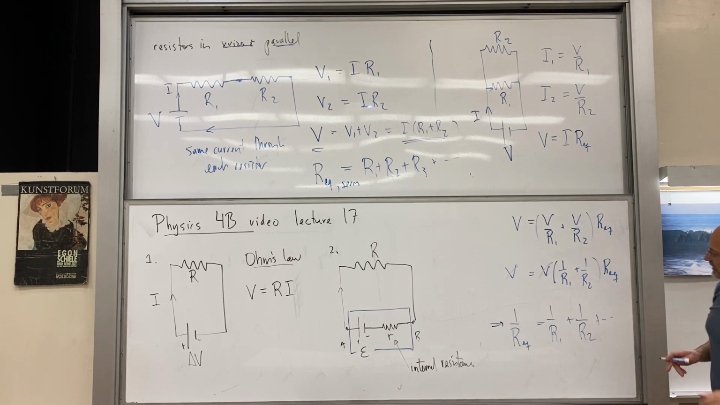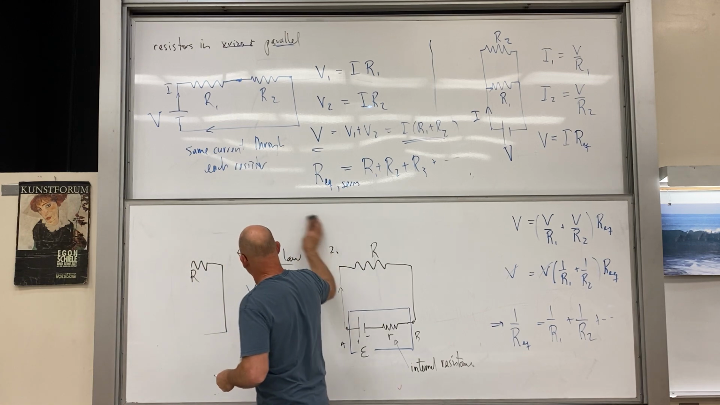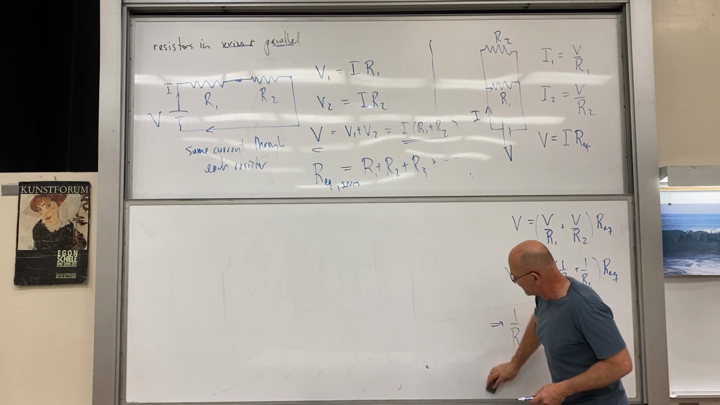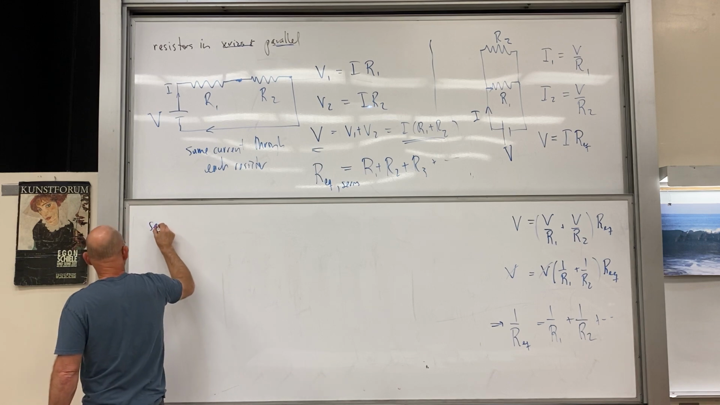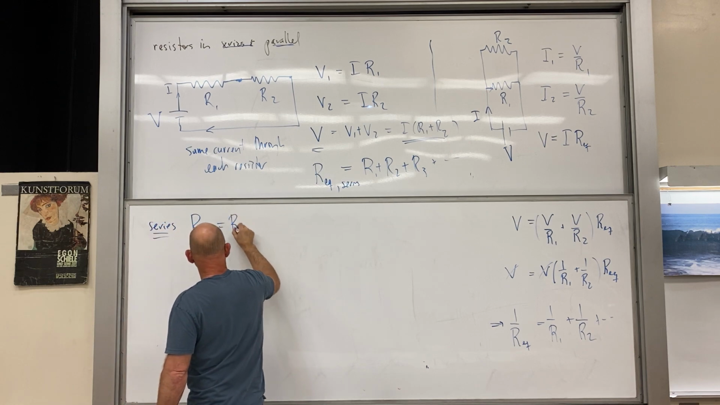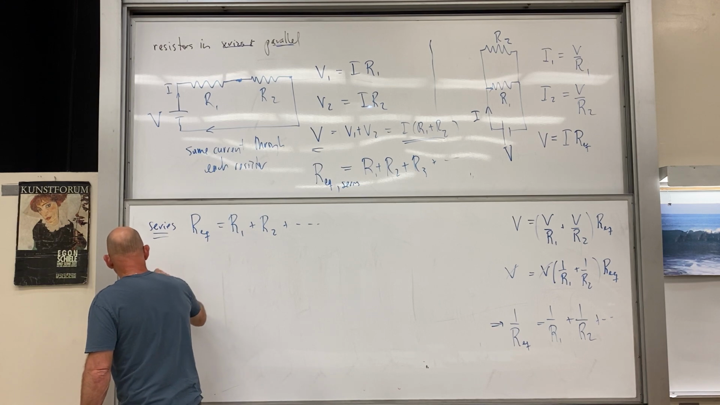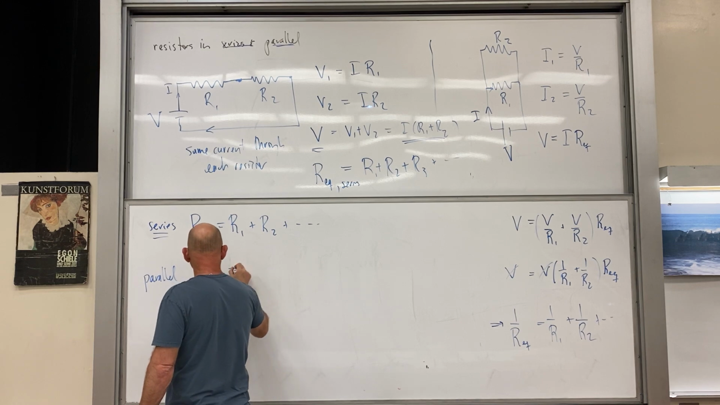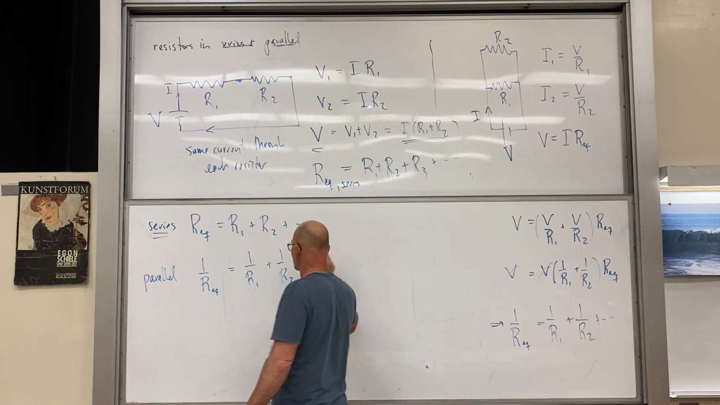So let's go ahead and summarize this. For resistors in series and parallel, we have, series: R equivalent is equal to R1 plus R2 plus and so on. And parallel: 1 over R equivalent is 1 over R1 plus 1 over R2 plus and so on.